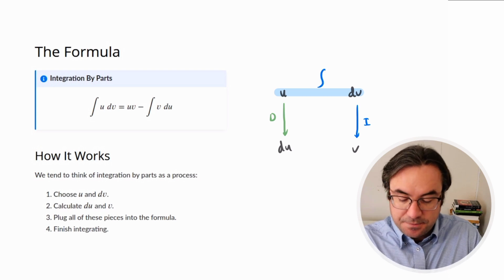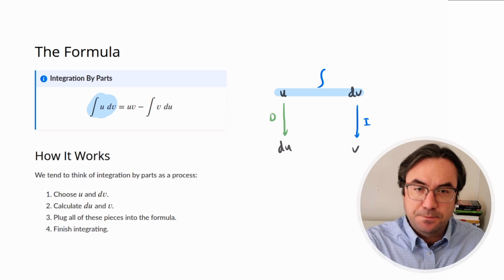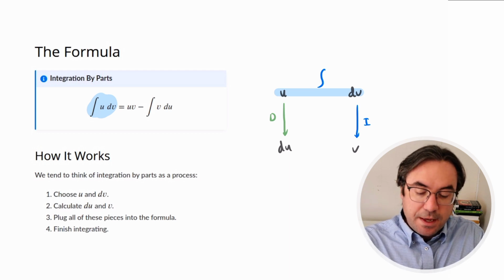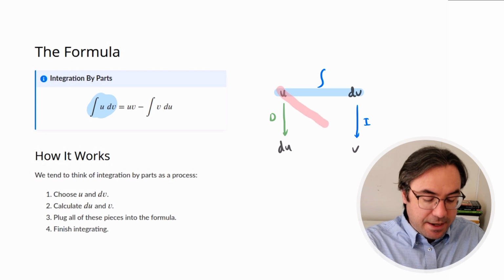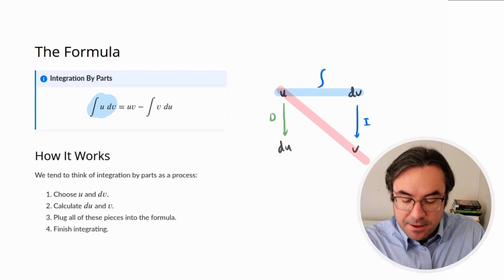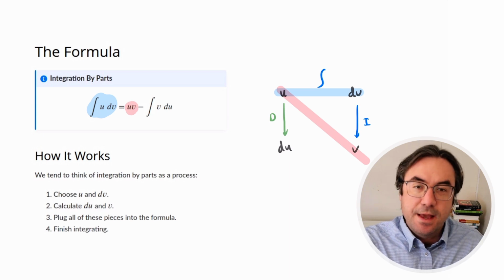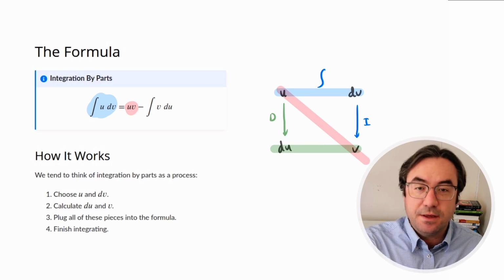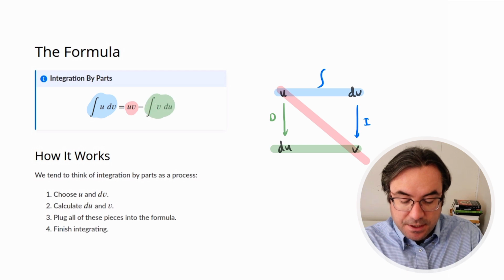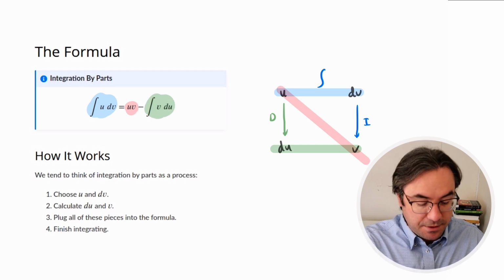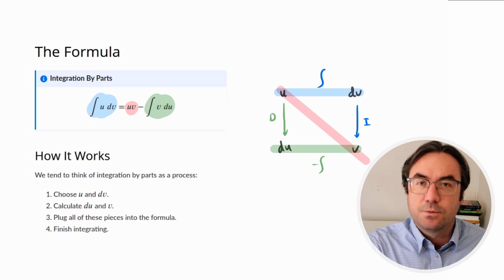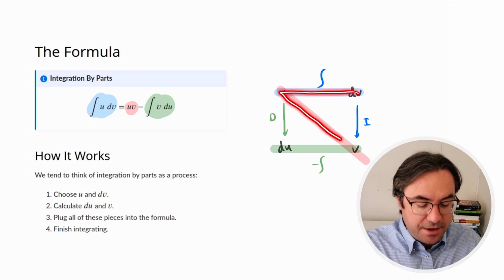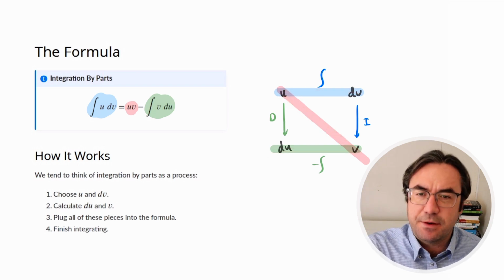And that gives us this first term. Then we can multiply down the main diagonal here, so u times v. That gives us this next term. And then finally, if we multiply the last two terms together, the v and the du, that's what we're seeing here. And to complete the formula, we're subtracting that integral. So again, it's this kind of backward Z shape if you think of it that way.